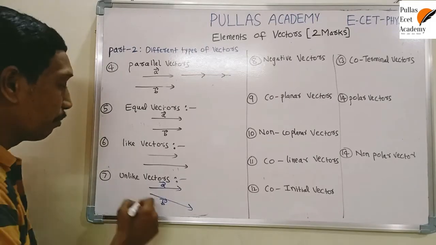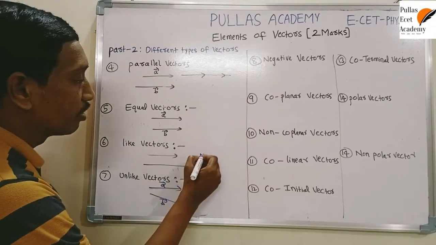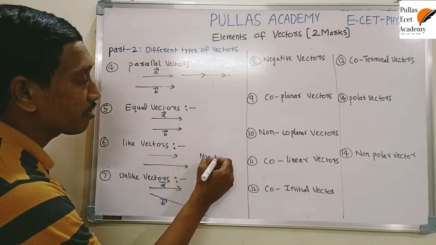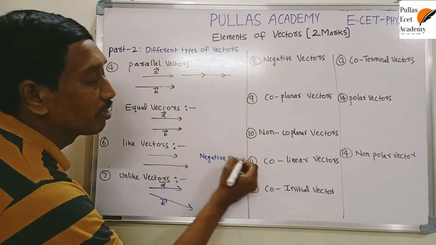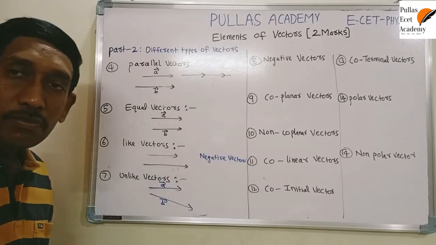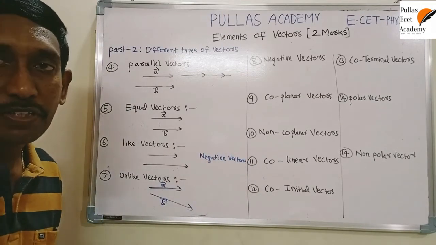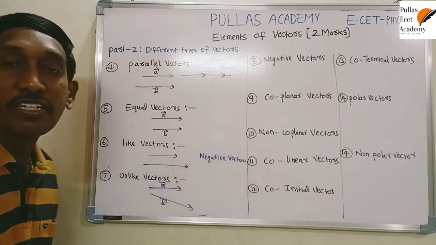And one more thing you have to understand: one more type is negative vectors. A negative vector is a vector whose direction is opposite to the given vector; that is called a negative vector.